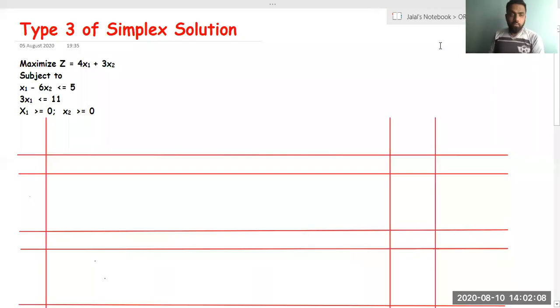So we are going to start with the third type of simplex solution. I have just taken a question. The question is all about maximization. Maximize z is equal to 4x1 plus 3x2. It is subjected to two constraint equations and two non-negativity constraints.